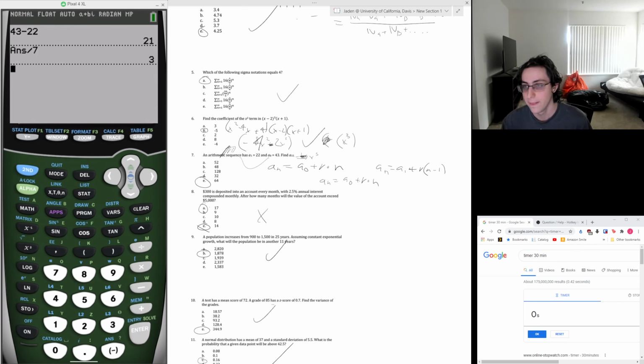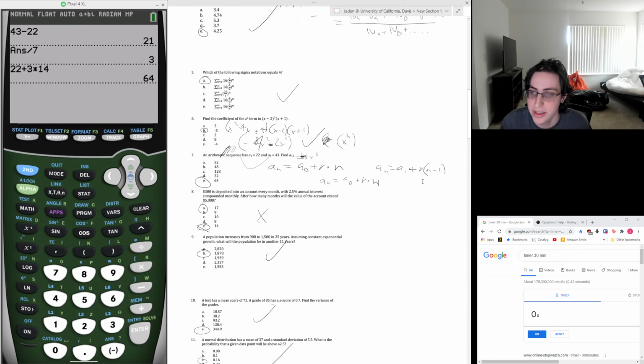Then, if I want to find A15, I say, okay, A15 is going to be equal to 22, because that's the first term I start with, plus 3 times, pay close attention to this, 14, not times 15. It's 14 because we're not starting at A0. And that gives us 64. That's an arithmetic sequence.